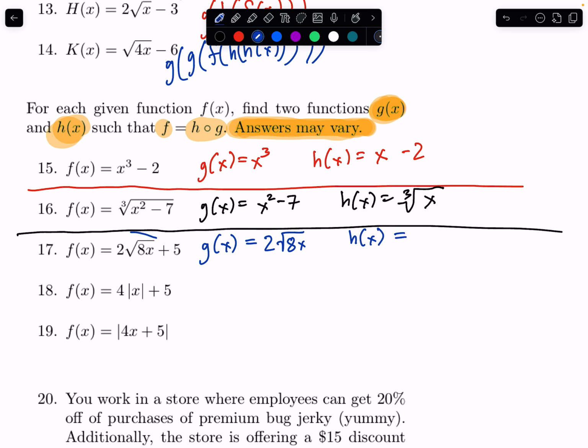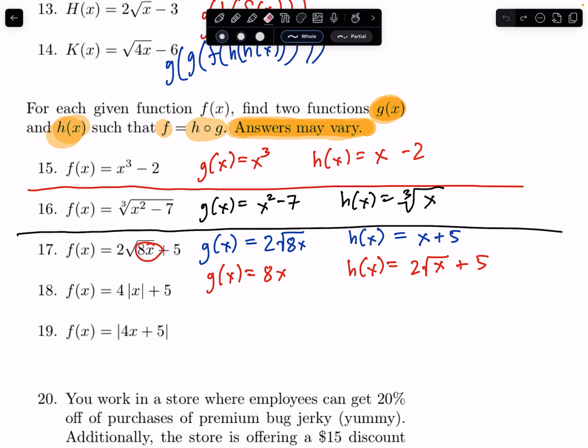And h of x is, okay, anytime I saw an occurrence of my g of x function, replace that with just a regular old x. So now if I combine those two, compose those two, I have exactly what I'm looking for. Let me give you another option for this particular question. So I could say g of x is just 8x. So that only covers that part, right? So that means h of x would have been, just replace that 8x with the x. And then that would also work just as well, okay? But for the sake of space, I'm just going to give you one of them.